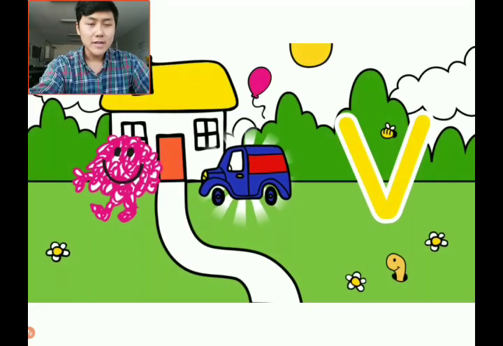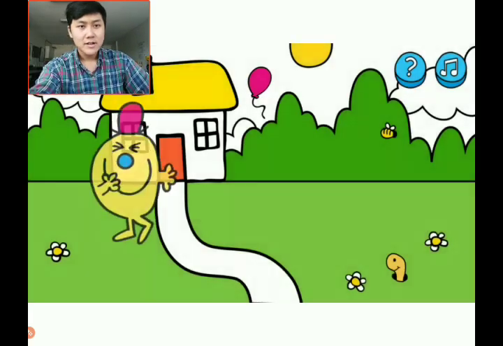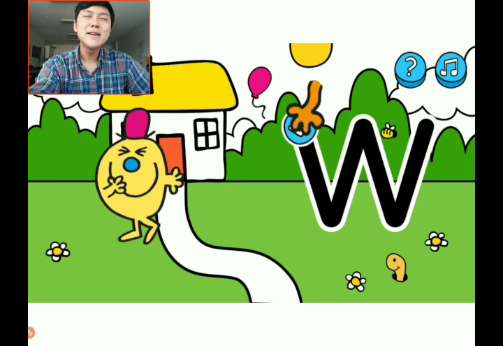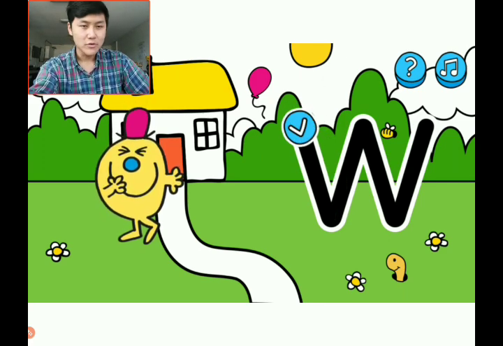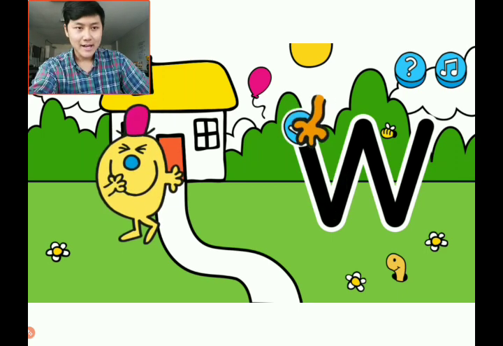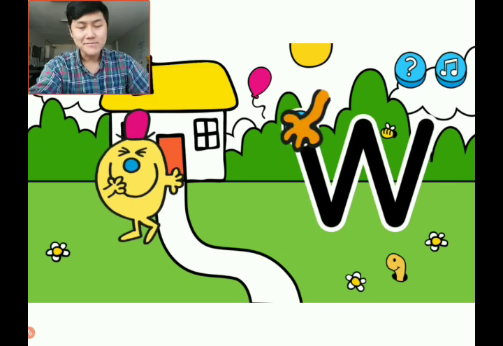And V stands for van, which drives people. Well, people drive the van, but it holds people, holds things, holds items, products. It's a big car, essentially. It's a van. Next is W.